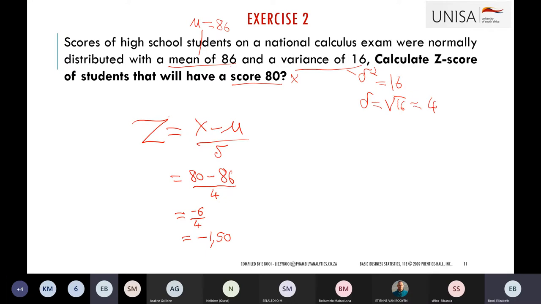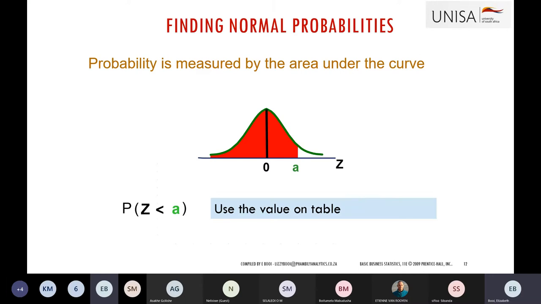Now, let's look at how we calculate the probabilities. So finding the probabilities using the standard normal distribution z-score value, we need to remember the following.